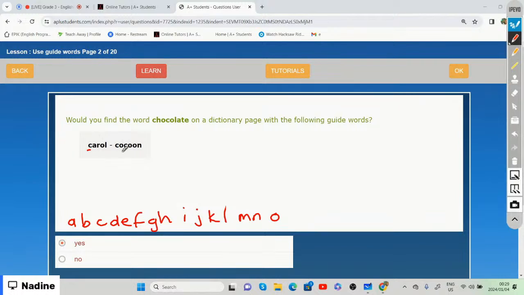Remember, we said that you first look at the first letter, right? So if both of the first letters are the same, then we look at the second letter. So we have H for chocolate. Carol is CA, there's A. Cocoon is CO, there's O. Chocolate is CH, which means that H is over here, which means that chocolate is in between Carol and cocoon, because here we will find chocolate.